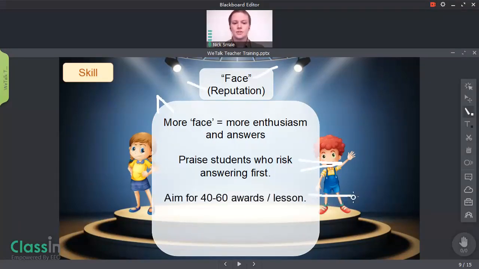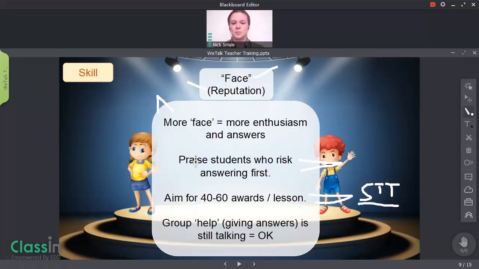Likewise, we want to praise them often. That award button doesn't cost us anything to give them. So make sure that you are giving them quite often. If you hear a correct answer, give them a point, okay? In that way, we expect about 40 to 60 awards per lesson. If it's less than that, we're going to start wondering about that student talk time. Are they getting enough time to talk?